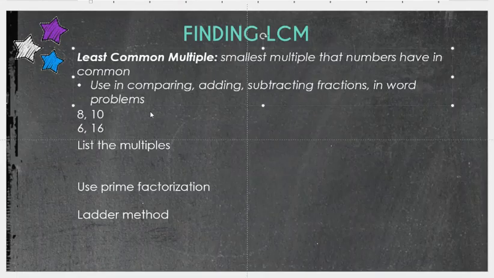Let's chat about finding LCM, or the least common multiple. The least common multiple is the smallest multiple that numbers have in common. And again, just like with GCF, you might do this with 2 numbers or 3 numbers. Not usually more than that, but you could.